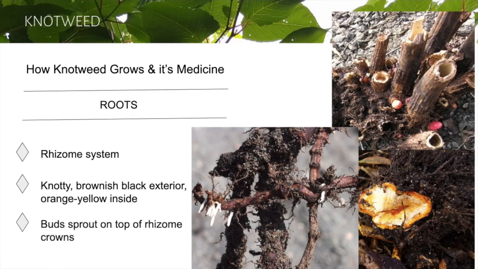And then the buds sprout on top of the rhizome crown. So you can see that in the top right picture, the red bud-looking things popping off. Those are the new growth, the baby shoots that will grow up through the soil. And these hollow sticks, that is the old growth from the year before. So that's how thick the knotweed stalks will get.